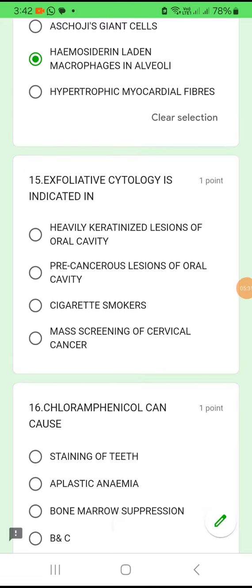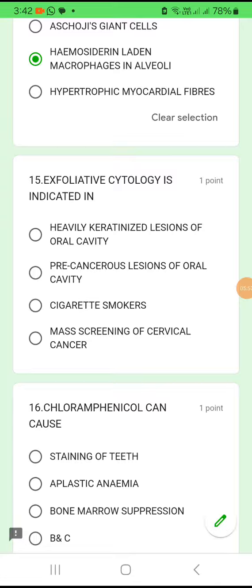Exfoliative cytology is indicated in which condition? Whether it is indicated in option A, heavily keratinized lesions of oral cavity? No. Precancerous lesions of oral cavity, most of the times biopsy is recommended. Cigarette smokers? No. Mass screening of cervical cancer? Yes. Screening. The option is screening.